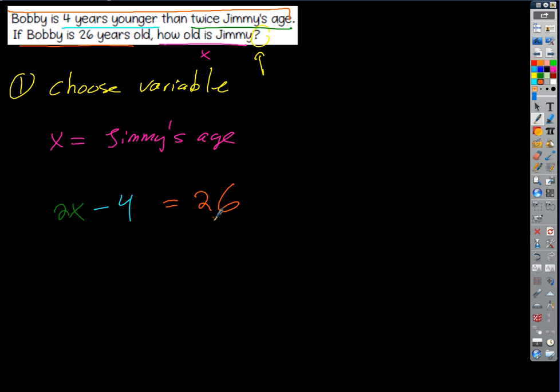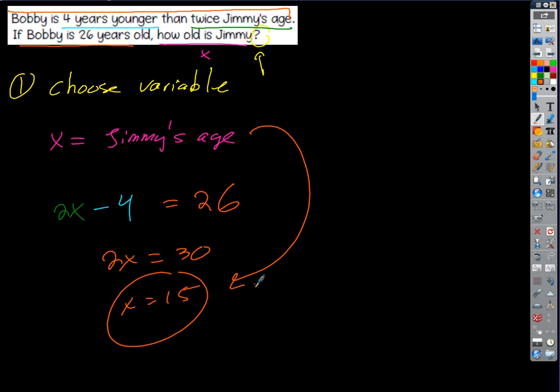Everybody see that? And now, what happens if we solve for x? If we add 4, 2x equals 30. Divide by 2, x equals 15. So Jimmy's age is 15. Make sense? Okay, that was a quick one, but we're out of time. You'll get plenty of practice. The important point I want to make is you got to pick a variable that you can write everything in terms of, and usually that variable comes from the question that's being asked.